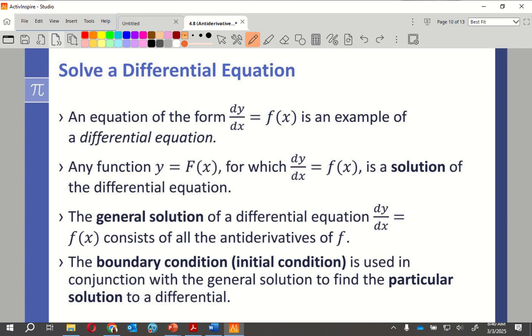An equation in the form of dy/dx equal to f of x is an example of a differential equation. So this is where I said the Leibniz notation comes into play. Any function y equals capital F of x, for which dy/dx is equal to f of x, is a solution of the differential equation. The general solution of a differential equation consists of all the antiderivatives of f. So that means it's always going to have my plus c, right?